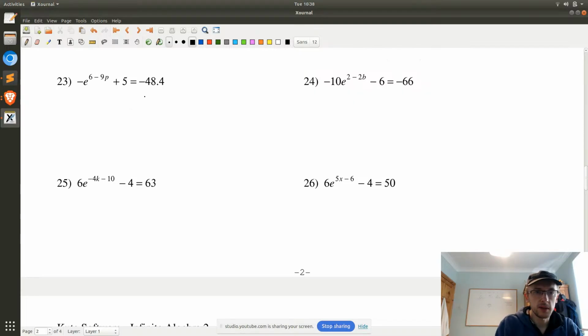Take 5 from both sides, so negative 53.4. Then negate both sides. So e to the 6 take 9p equals 53.4. So 6 take 9p is that. Take 6 from both sides and divide both sides by negative 9. There.